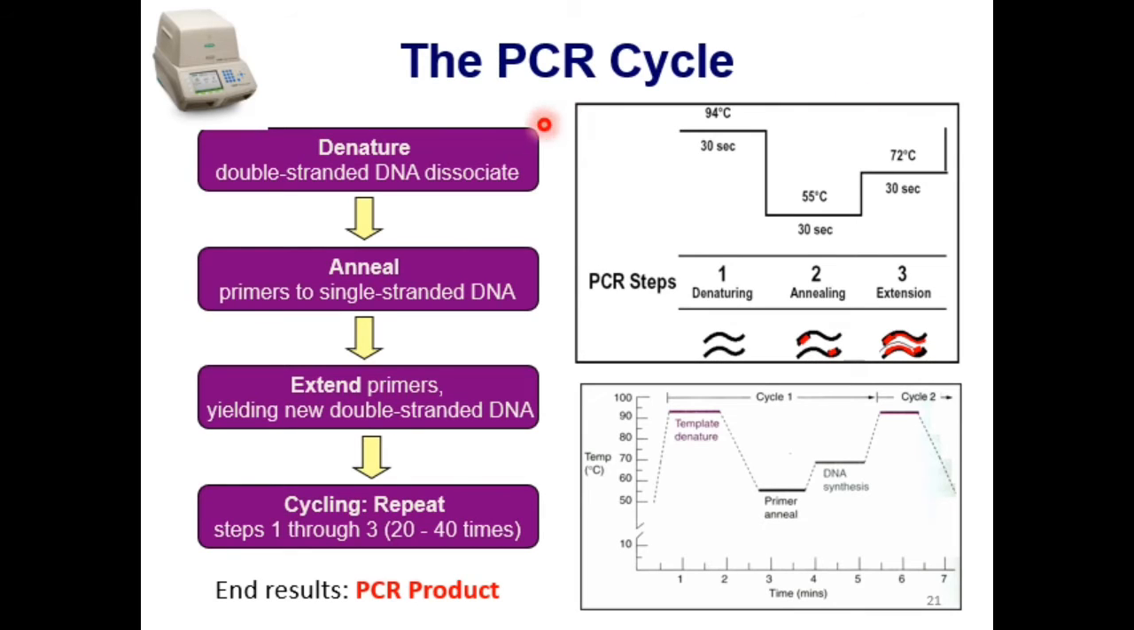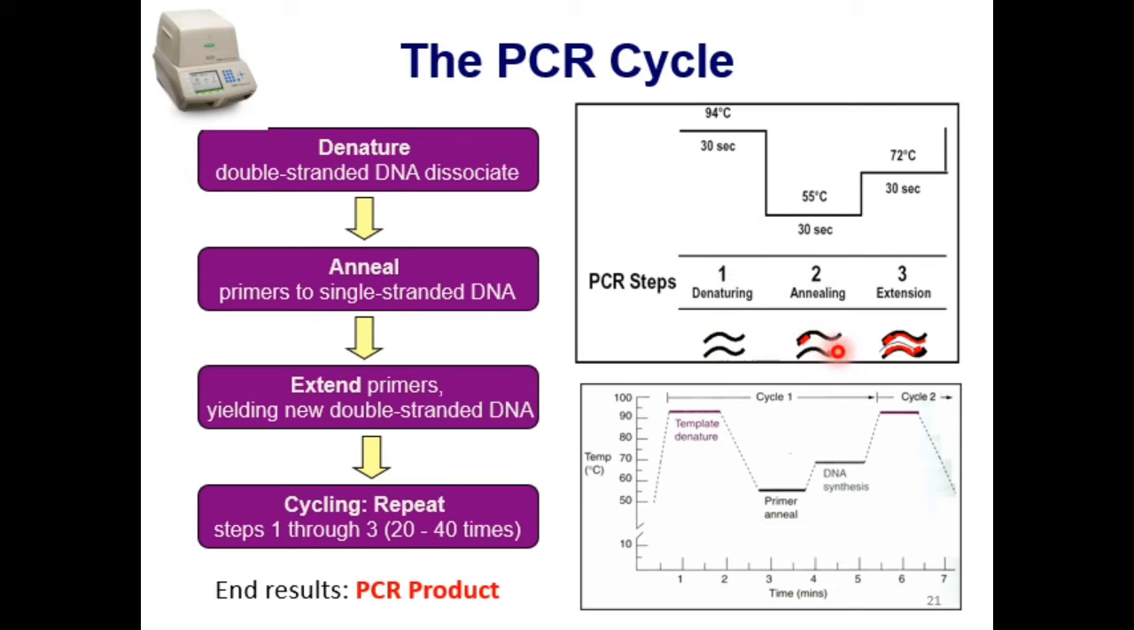So in this slide, I'm just summarizing the steps of the PCR cycle. Denaturation, in which the two DNA strands are separated from each other. You need to heat this reaction up to 94 degrees Celsius so that there will be breaking of the hydrogen bond between the two DNA strands.